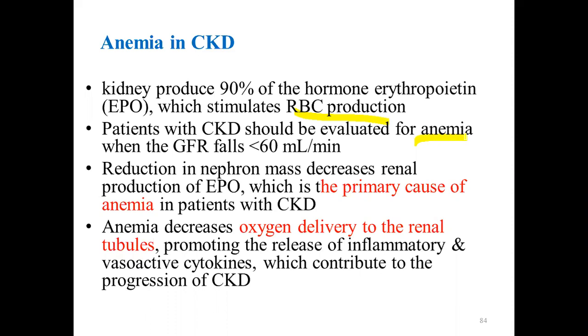So if the GFR is actually below 60 ml per minute, mostly it is advisable to assess whether the patient is actually having anemia or not. Before that, it's very unlikely. This is the primary cause. So the primary cause is due to deficiency of the erythropoietin.